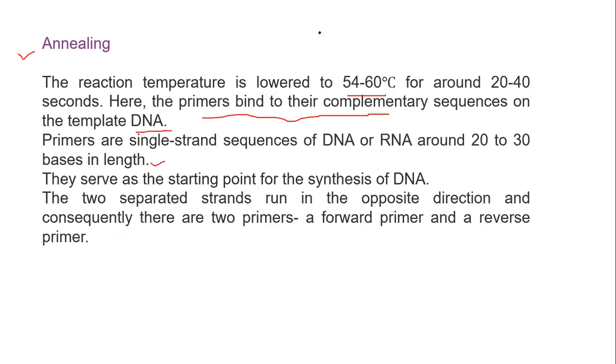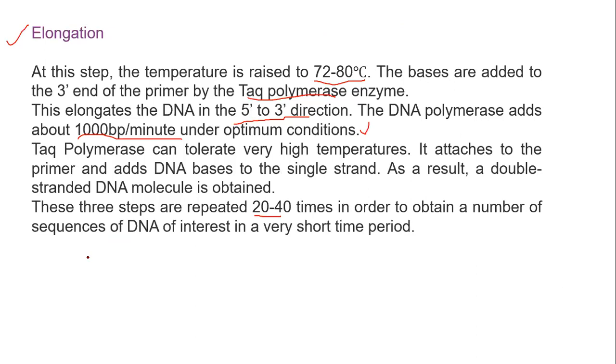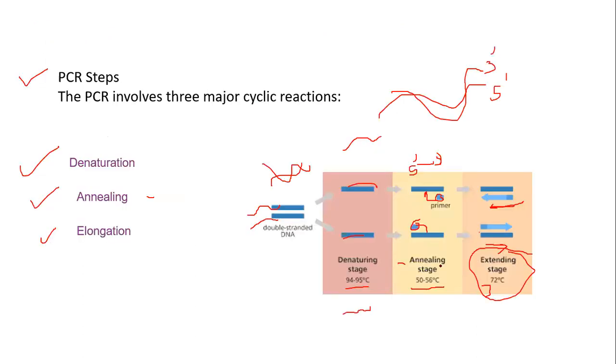So we have seen that 1000 base pairs were added per minute. They serve as a starting point for the synthesis of DNA. The two separate strands run in the opposite direction, and consequently there are two primers, a forward primer and a reverse primer. So what are a forward and reverse primer? We're going to talk about this.